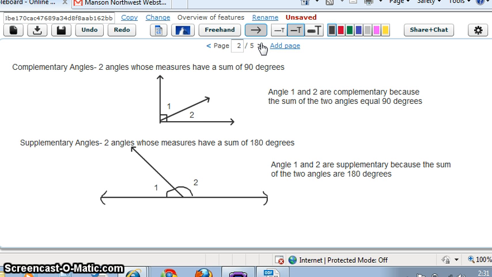The next one, supplementary angles. There are two angles whose measures have a sum of 180 degrees, and the whole line is 180 degrees, and then angle 1 and angle 2 add up to be 180.